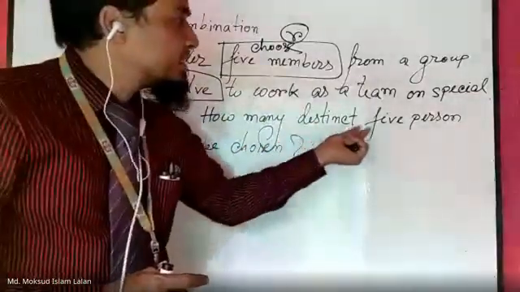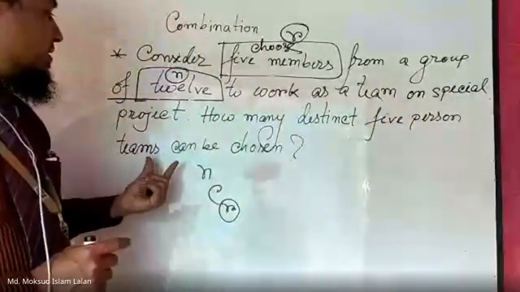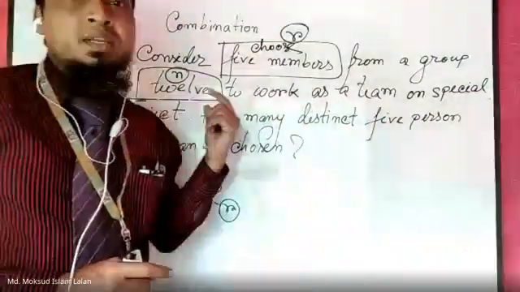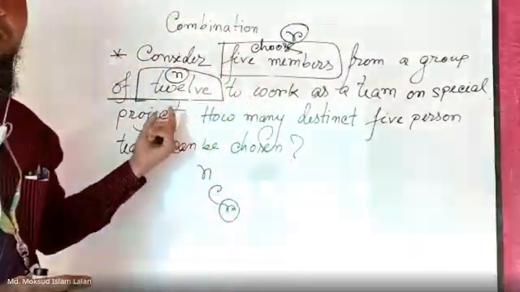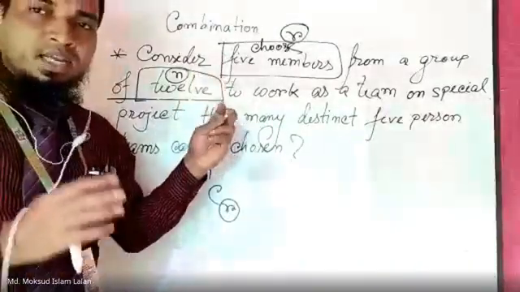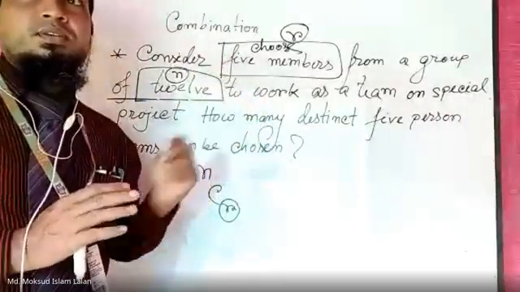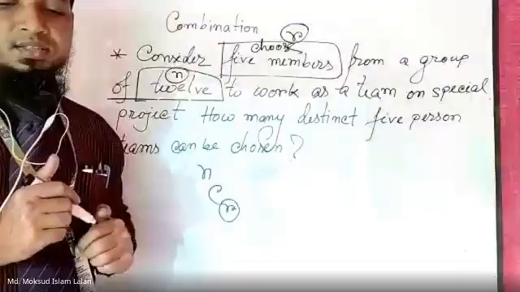To work, this is the language. How many distinct 5-person teams can be chosen? I think this is easy enough. If you understand this, I mean, the language is only lengthy, but the math is very short. Are you agree with me or not, dear student? Yes, sir.